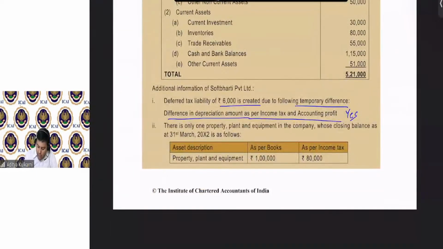There is only one property, plant, and equipment in the company whose closing balance is as follows. Property, plant, and equipment 1 lakh. So this is my carrying amount. As per Income Tax Act, this is my tax base. You remember these terms, carrying amount and tax base. I hope you remember. So carrying amount is greater than the tax base of an asset. So what should be created? A deferred tax liability should be created.